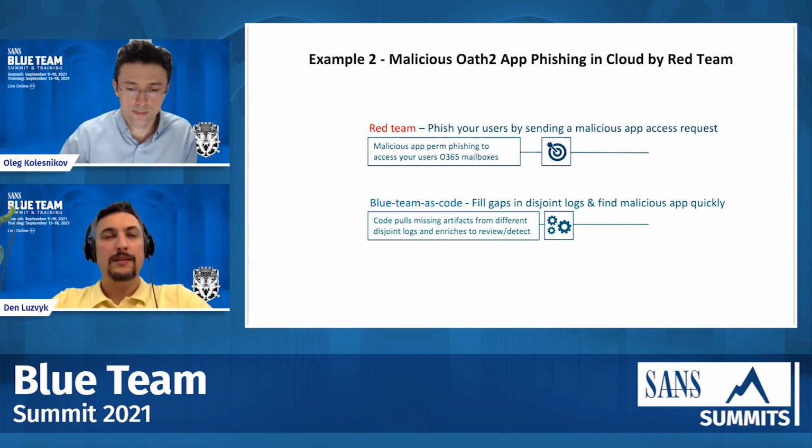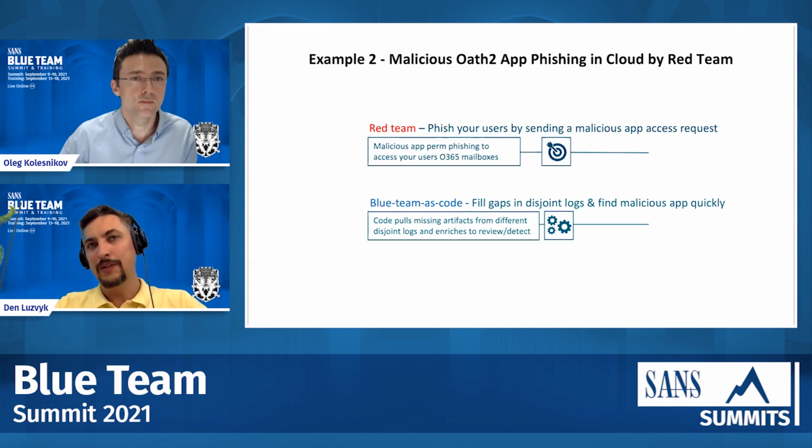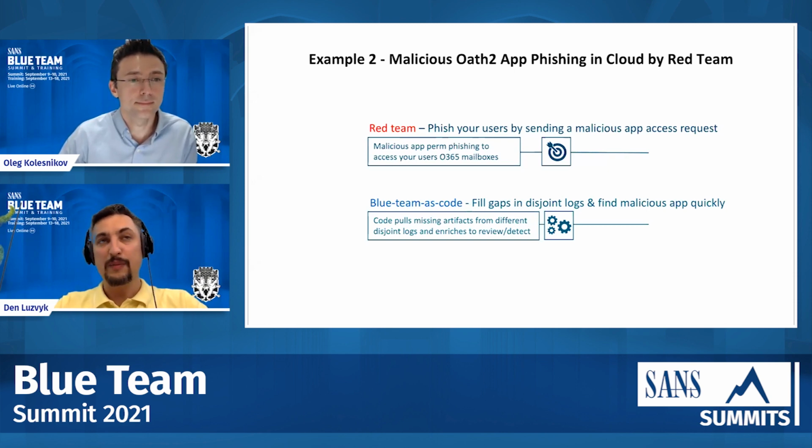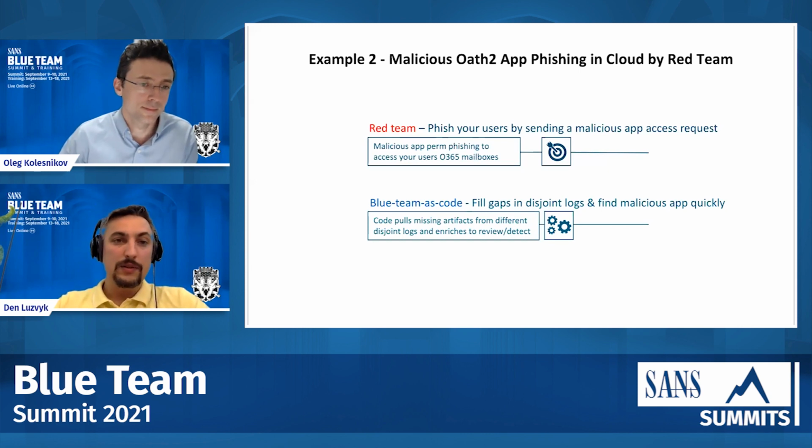In this case, BlueTeam detection will be triggered by a simple event, something like new application registered, without any additional context like what permissions were granted or what the application name is. And the code could help us fill this gap. We can run this code separately to get these details, or by enriching this alert in the background.